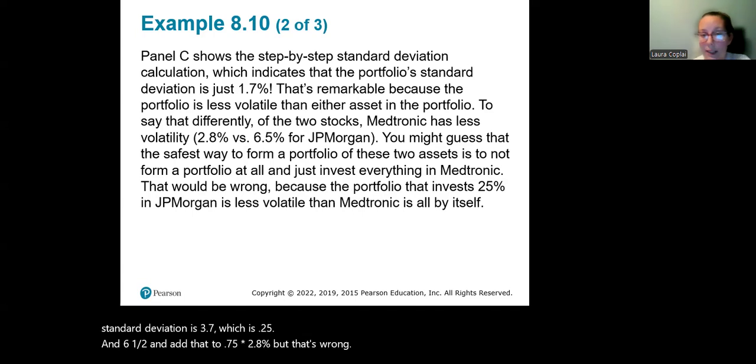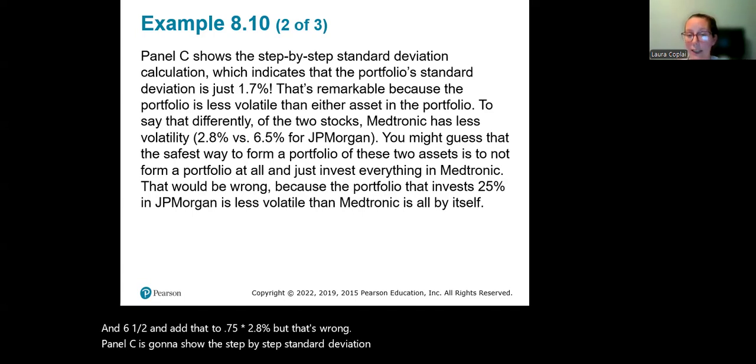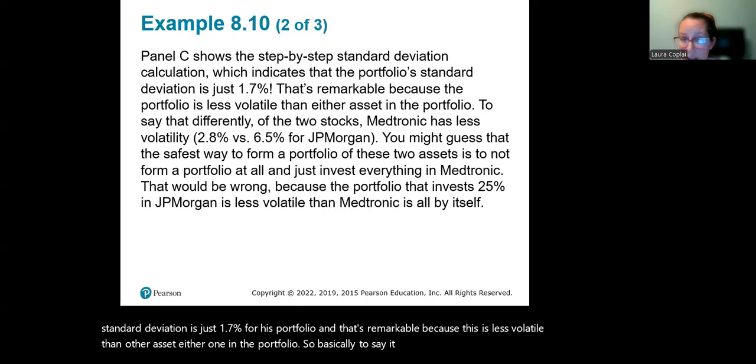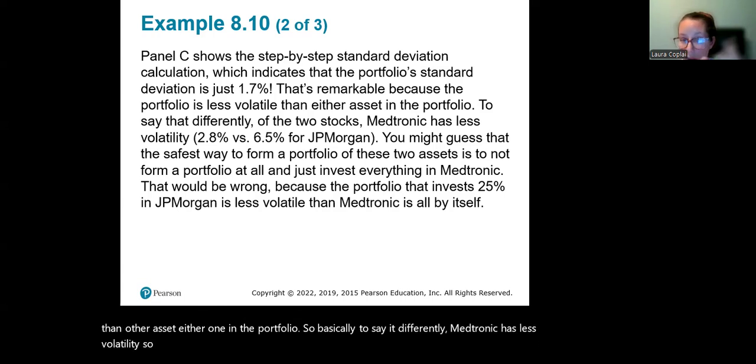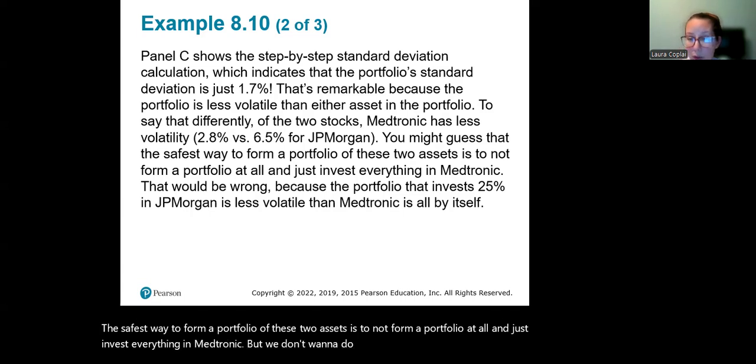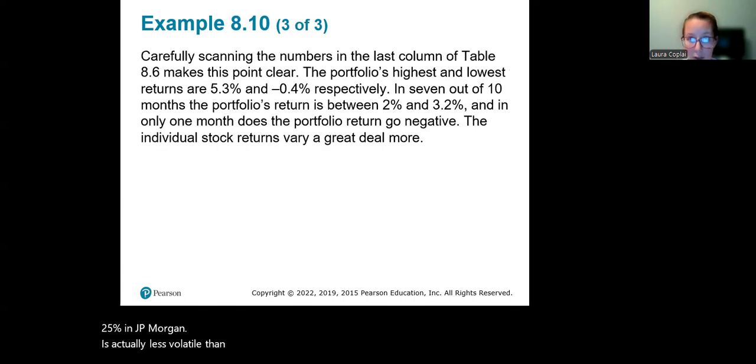Panel C is going to show the step-by-step standard deviation calculation, which indicates that the standard deviation is just 1.7% for this portfolio. And that's remarkable because this is less volatile than either one of the assets in the portfolio. To say it differently, Medtronic has less volatility, 2.8 versus the 6.5 of JP Morgan. So the safest way to form a portfolio of these two assets would seem to be to not form a portfolio at all and just invest everything in Medtronic. But we don't want to do that, because the portfolio that invests 25% in JP Morgan is actually less volatile than Medtronic all by itself.